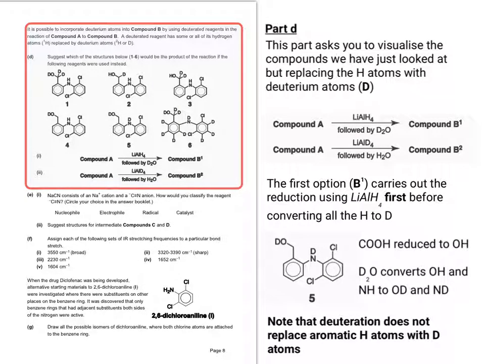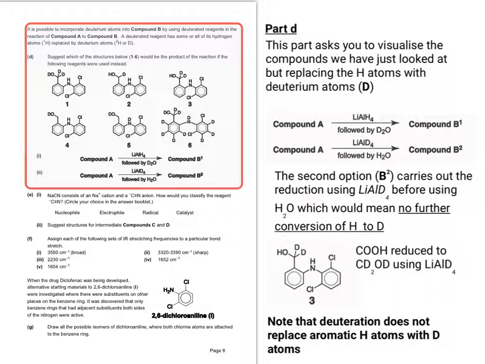So in the first option, creating compound B1, the COOH is reduced to OH, and then D2O comes in and converts that OH into OD and the NH into ND. So when creating compound B2, using LiAlD4, you get the COOH group reduced to CD2OD, as shown. And the NH remains unchanged because the H2O is used afterwards, not D2O.